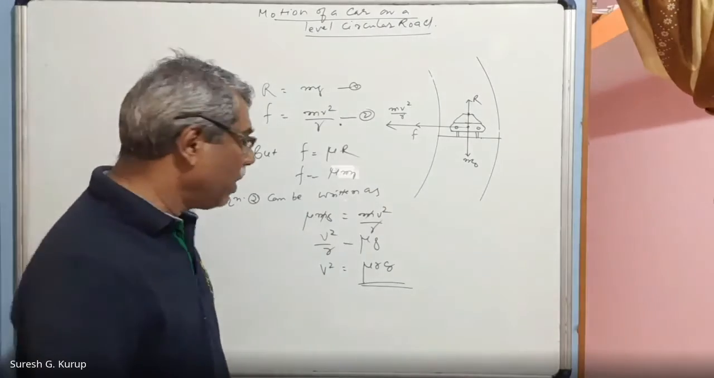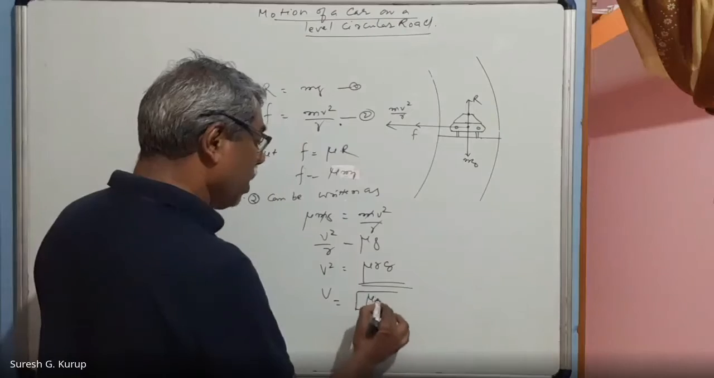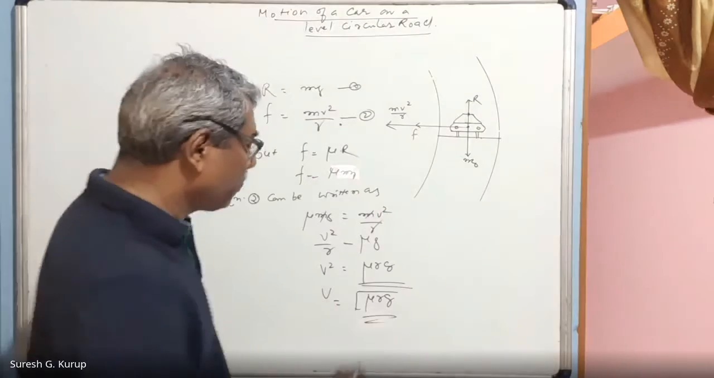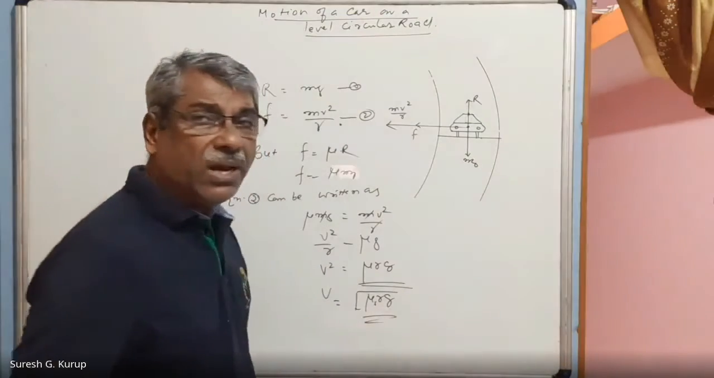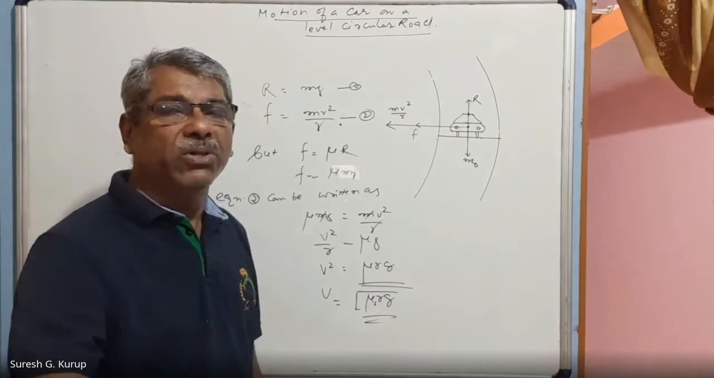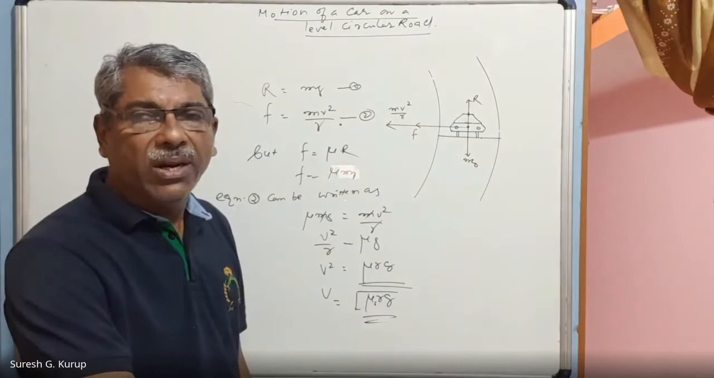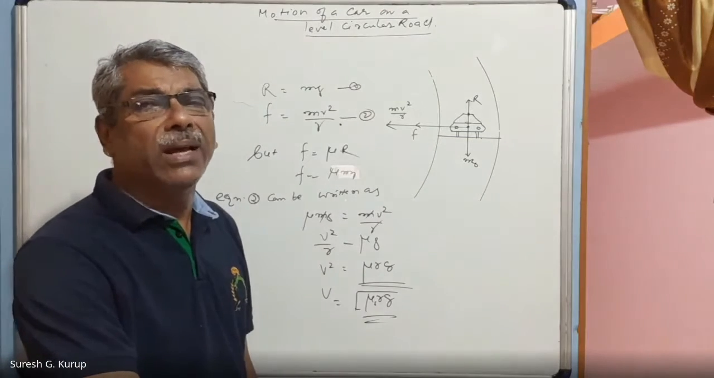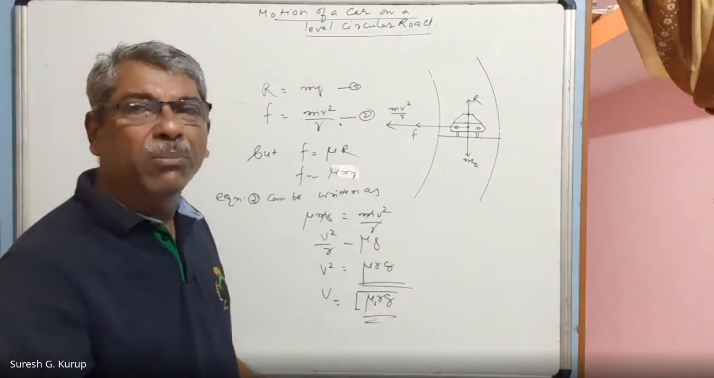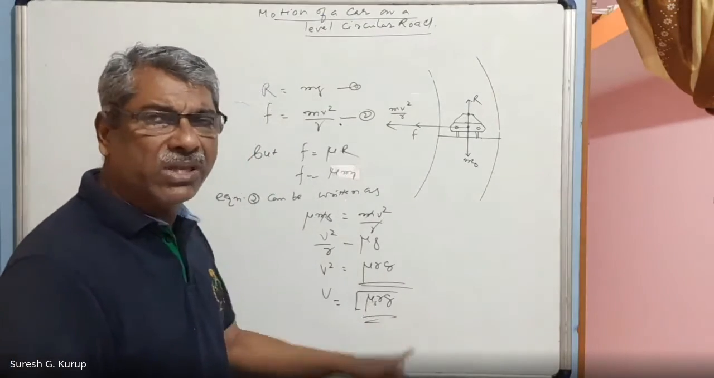Every curve is a part of a circular path only. Therefore, v is equal to root of mu r g. Most of the time it is written as mu s r g, right? I can write mu s also because at every curve, when a vehicle comes with a speed and enters the curve, its speed is reduced considerably. Right? The speed at the curve is very much less than the normal speed on a straight road. So that is why the body can be more or less at rest, because we reduce the speed. That is why it is written as mu s r g.